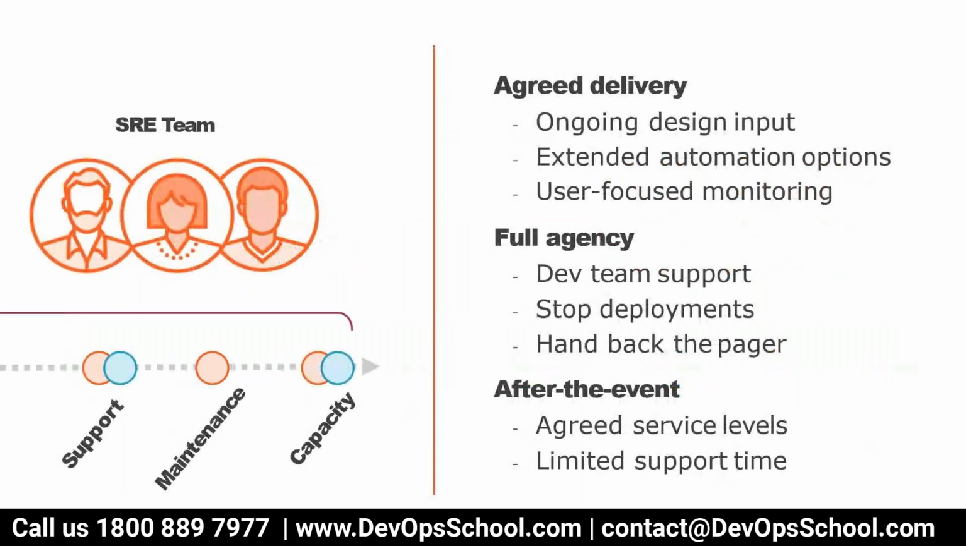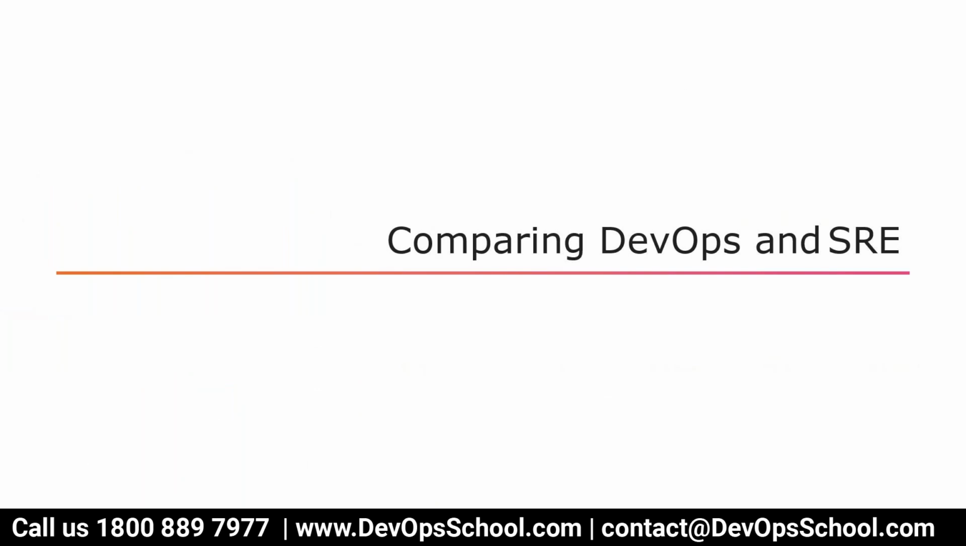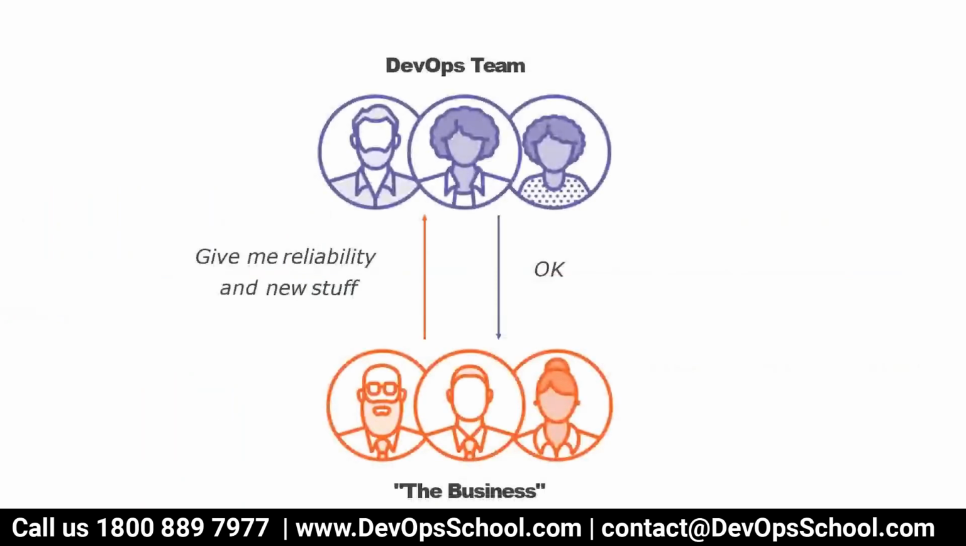So here: agreed delivery, ongoing design input, extended automations, options, user focused monitoring, full agency, which includes dev team support, stop deployments, hand back to pager after the events, agreed service levels, limited support time, and so on. So now let's try to compare DevOps versus SRE. Look at this here.